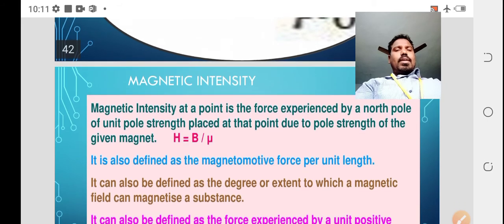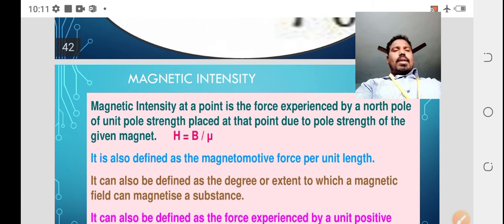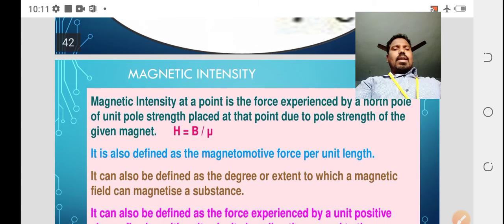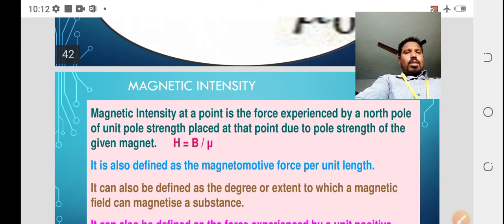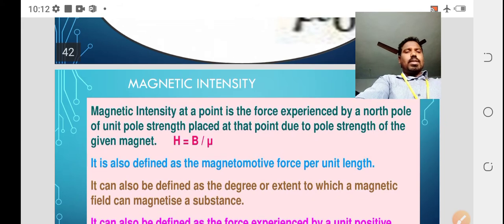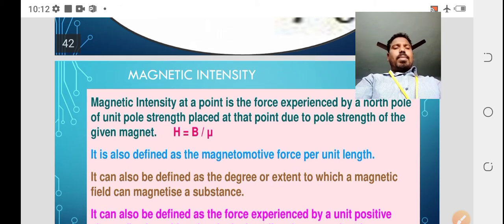Another concept is magnetic intensity, which we already touched on in the permeability definition. The magnetic intensity at a point is the force experienced by a north pole of unit strength placed at that point, due to the pole strength of the magnetic material. Simply called intensity, it is considered at a particular point in the presence of the applied force, with the condition at the north pole. It is represented by H equal to B by mu.